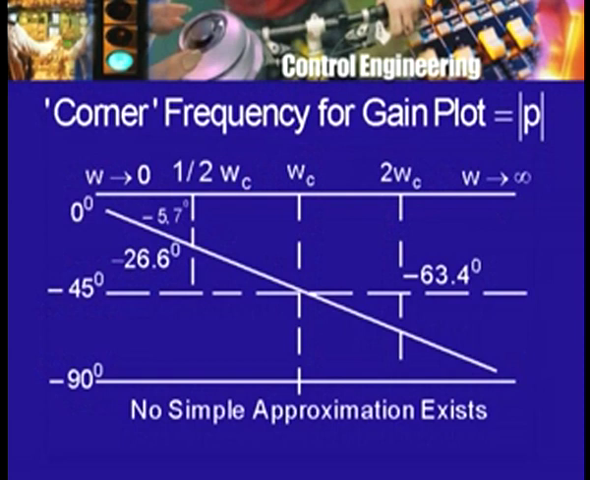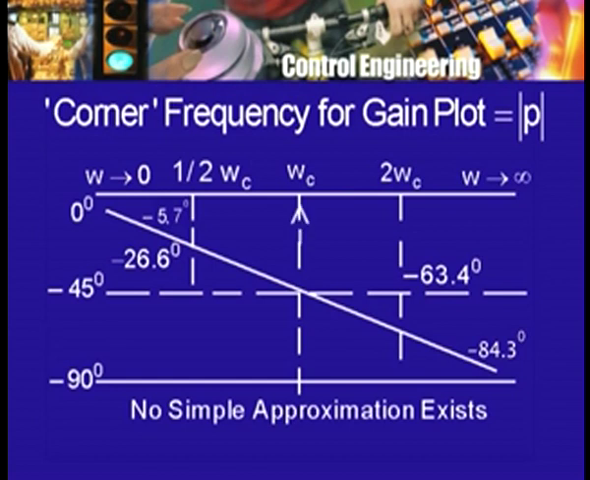1 decade below the corner frequency, phase shift is minus 5.7 degrees, and therefore 1 decade above the corner frequency, what will be the phase shift? It will be the complement of this. So, it will be minus 84.3 degrees. 5.7 and 84.3, they will add up to 90 degrees, right.